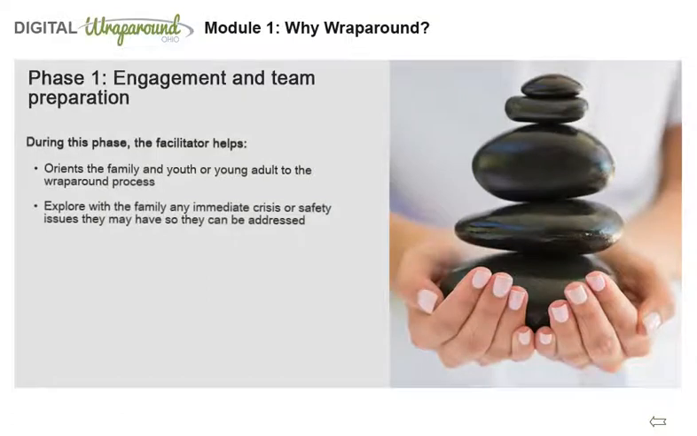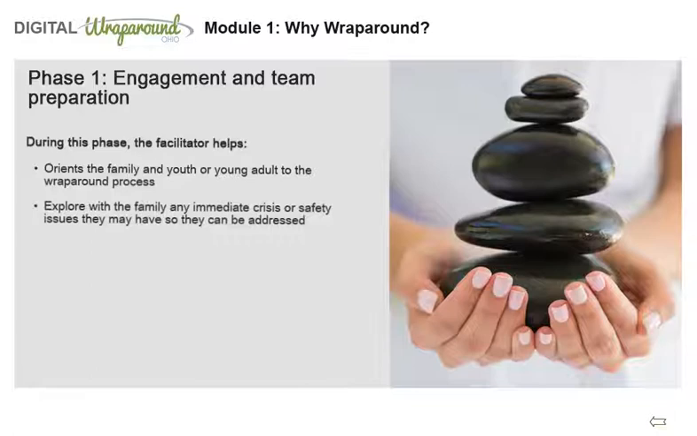Some important tasks for the facilitator in this phase include: the facilitator orients the family and youth or young adult to the wraparound process. The facilitator meets with the family face-to-face and explains the wraparound process in non-jargon terms and answers questions they may have. The facilitator confirms that they want to proceed with wraparound or discusses alternatives that may better fit their needs. If they want to proceed, the facilitator completes necessary consents and releases and explains the family's rights in wraparound.